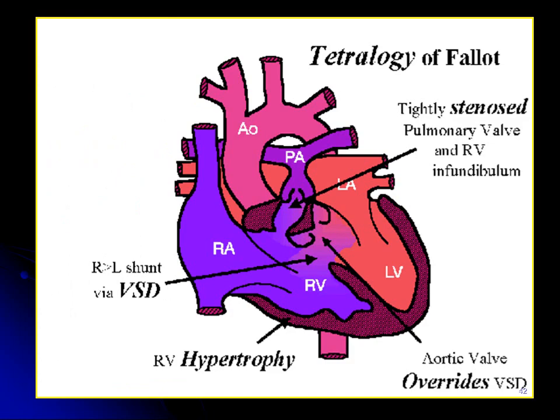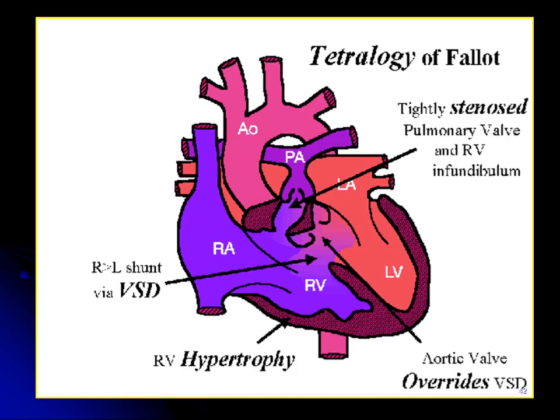This is a schematic diagram of the tetralogy of Fallot with the four elements of the tetralogy: a pulmonary stenosis, a ventricular septal defect, an aorta that overrides the ventricular septal defect, and right ventricular hypertrophy. Central to the lesion is the presence of pulmonary stenosis, which produces an outflow tract obstruction, impeding blood flow to the lungs and preventing oxygenation.